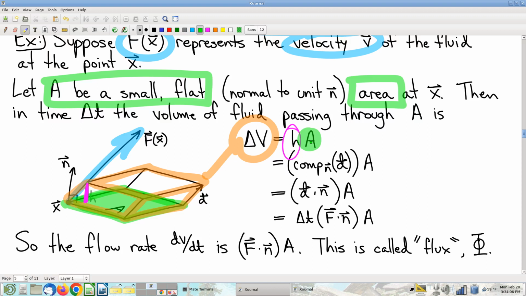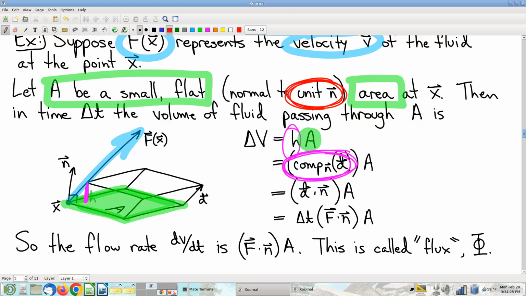Okay. All right, now how am I going to compute this height? Well, gosh, so I claim that height is a component. Specifically, it's a component in what I'm going to call the normal direction. Let me clean up my picture. The normal direction defined by this unit vector n that points perpendicular to the area A.